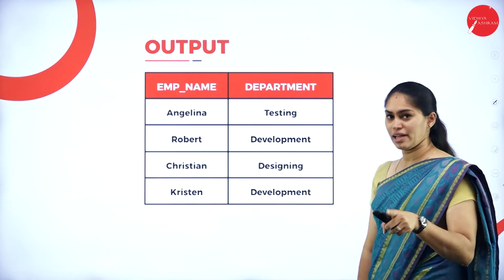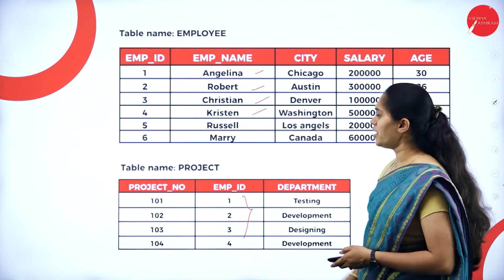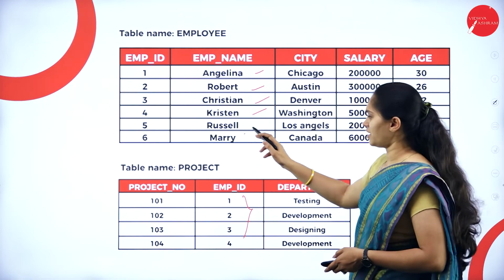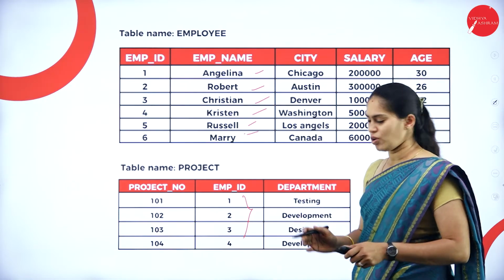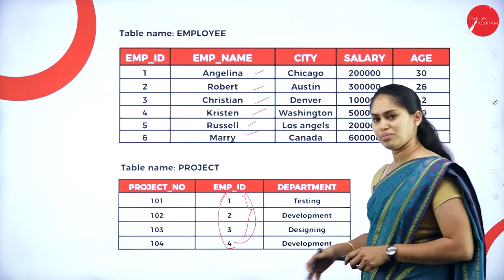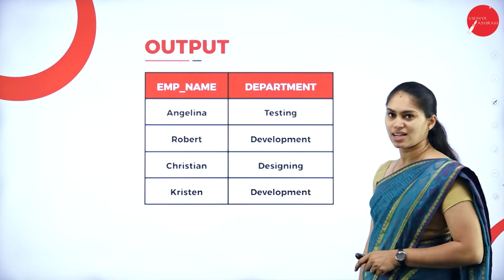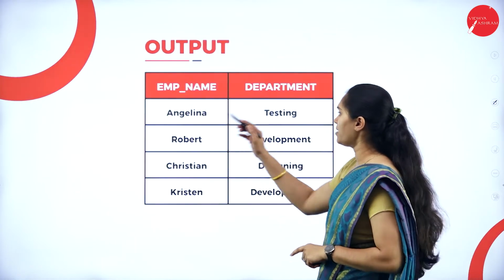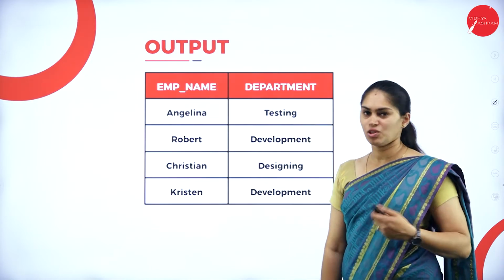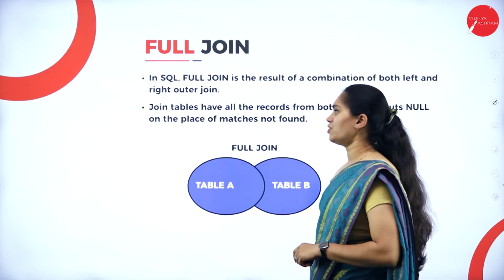We need to bother only about the right table. So no need to worry about the left table content, so these two will be ignored. Only the content of the right table will be displayed as a result of employee name as well as department. You understood, I think. Next we'll move to the full join.